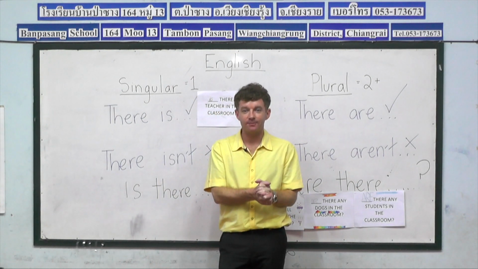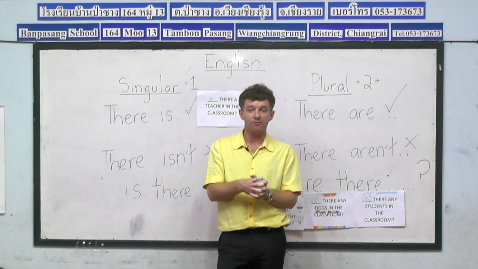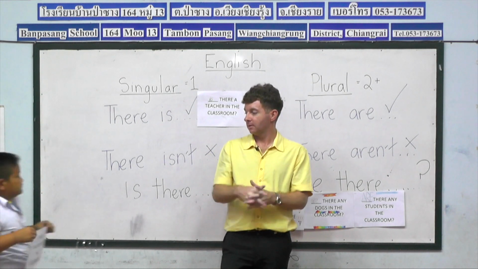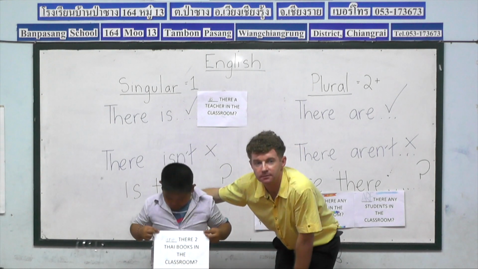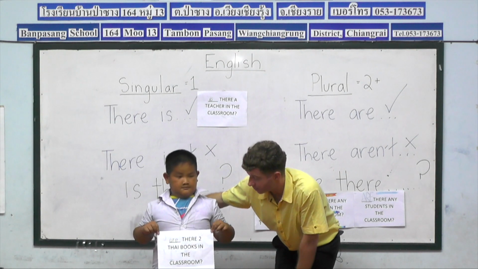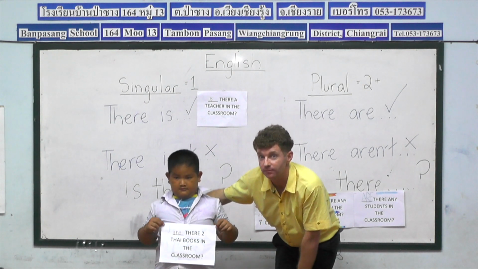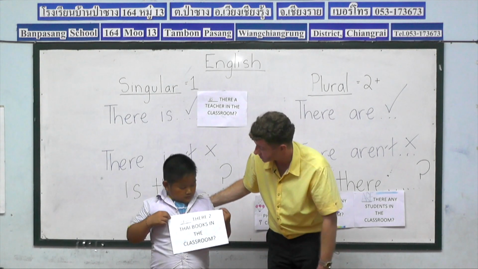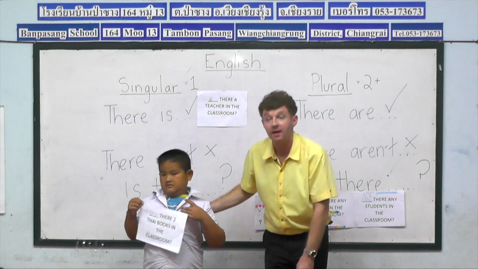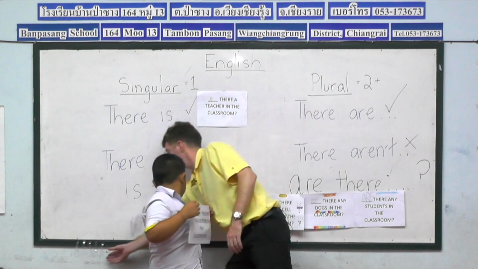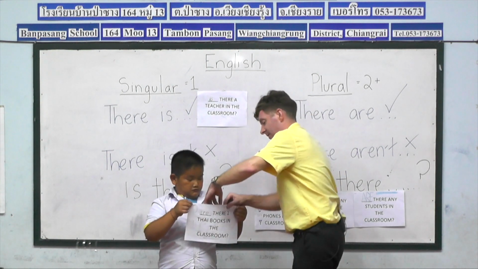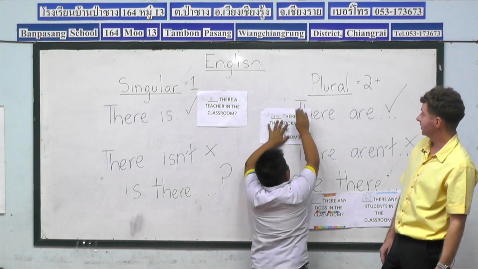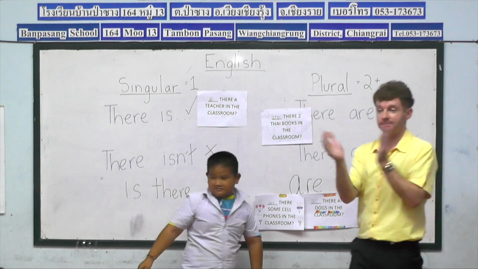Next turn. So Ned, come and join me at the front. Okay, and bring your question with you. So next question, are there two Thai books in the classroom? Ned, can you say, are there two Thai books in the classroom? And we say, yes, there are. So we can take some tape and we can put the tape on the back. And because it's plural, Net, you can put it here. Anywhere you like. Excellent. High five. Big round of applause for Net.